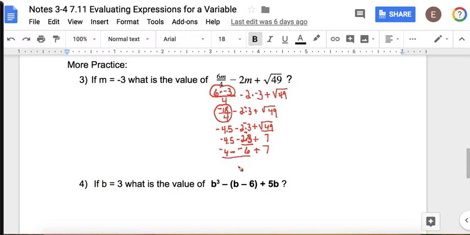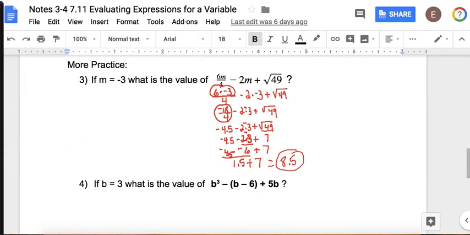And remember, when we learned our integers, subtracting a negative is the same as adding a positive. So really, this is negative 4.5 plus 6, which is positive 1 and 5/10. And 1 and 5/10 plus 7 is 8 and 5/10. So remember, when you're plugging in a negative number in for m, make sure you're keeping that all the way through. I did not do that, so let's learn from my mistake there.